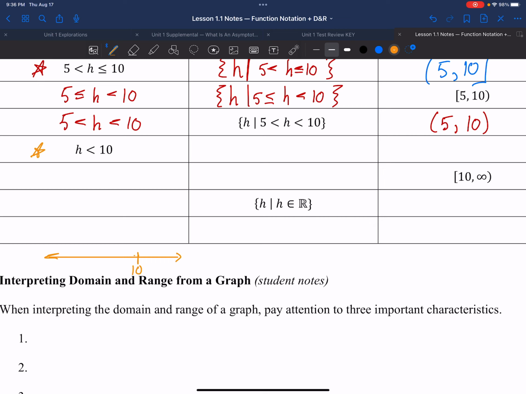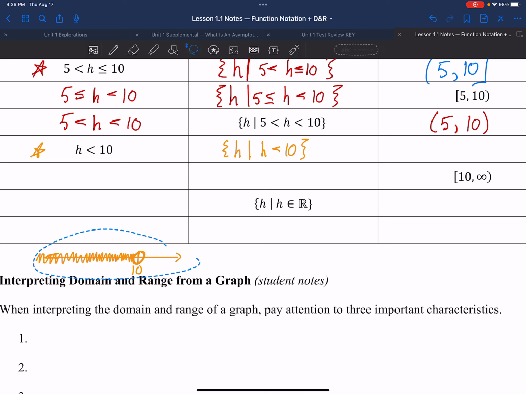That means it is behind it. 9, 8, 7, 6, 5, 4, all the way and keep on going, right? Does it include 10? No. So I'm going to use an open circle like this because it's not equal to 10. Now, set notation is going to be pretty easy. I just establish set H such that H is less than 10. Perfect. Beautiful. That's great. But how would I do this for interval notation?